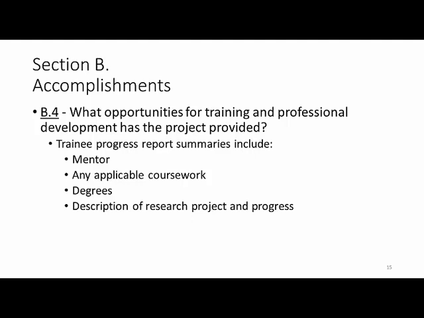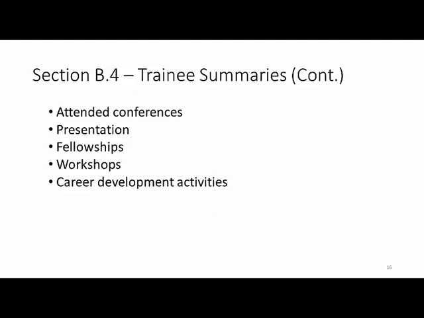I would put all the degrees that they have. Obviously do a little paragraph about their research progress and their research topic. Have they attended any conferences? Have they presented any posters in the last reporting period? Any special fellowships or recognitions? Any workshops? Do they attend a grant writing workshop here at UCSD? You want to list all that stuff there. So that basically is all these questions here.